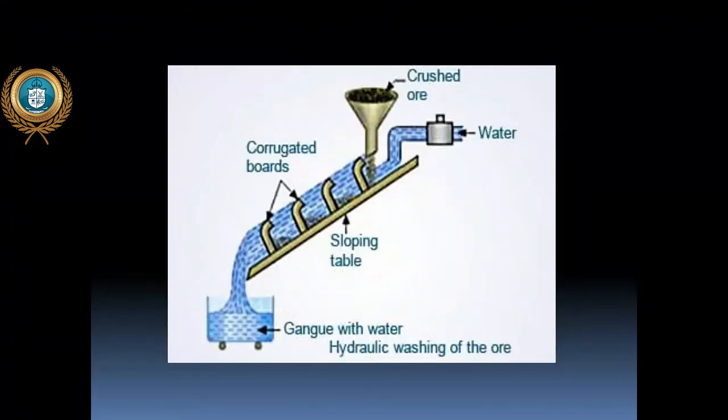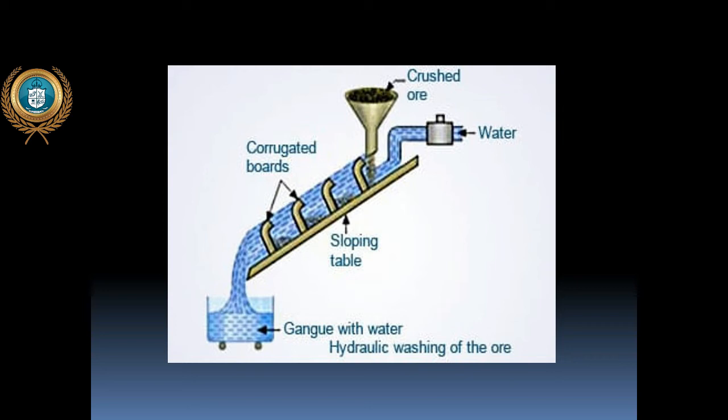So I think you got an idea how the separation happens. The method where the flow of water removes the ore and gang separately is what we call gravity separation, or else hydraulic wash. So see the picture here. This is the picture representation of gravity separation or hydraulic wash.